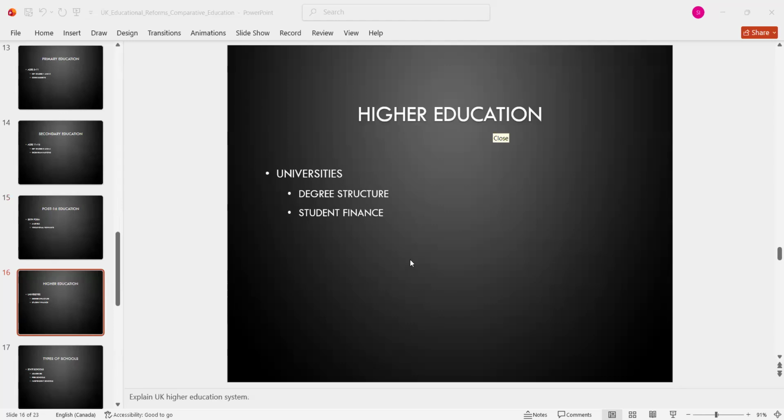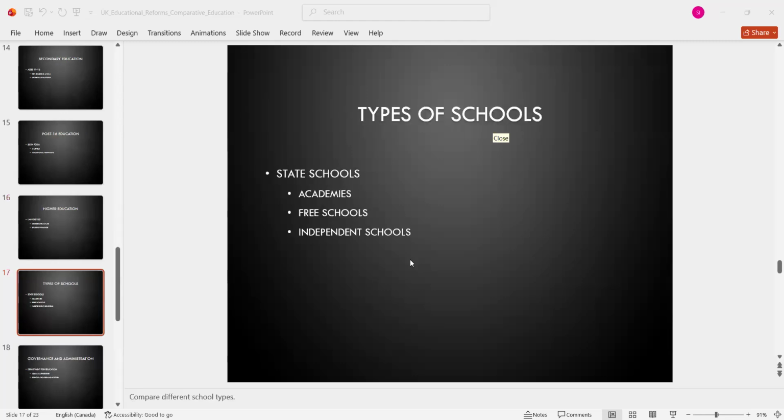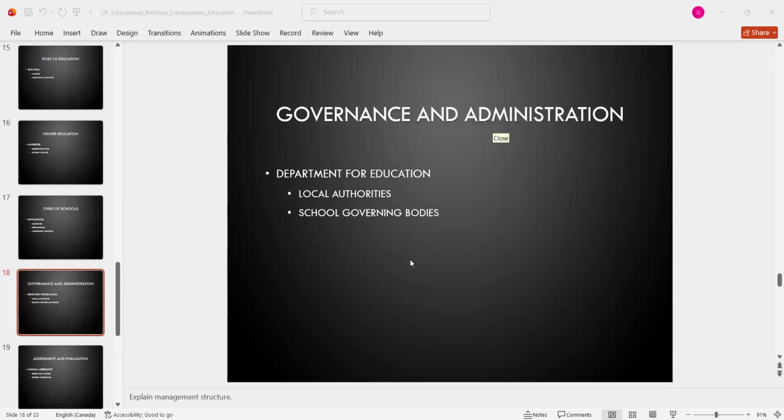And in the UK, especially in the grammar school, it's free of charge. And for universities, they are giving loans. Children can apply for any amount of loan, but anyway, they have to pay back. Types of schools: state schools, academies, free schools, independent schools. And governance and administration.